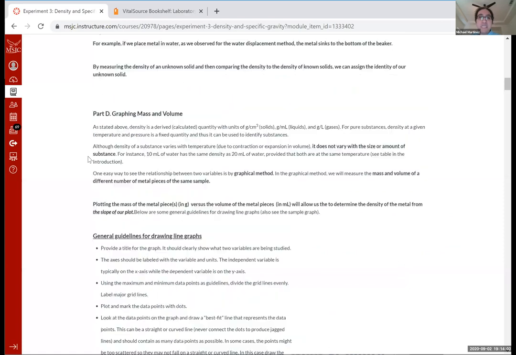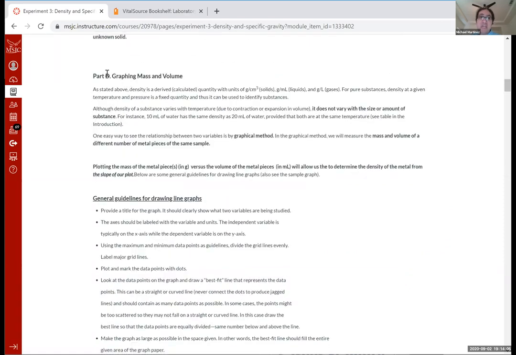So in part D, what you're going to do is you're going to generate a graph of mass as a function of volume. Because density is independent of the size or amount of a substance, what we're going to do is we're going to measure the density of a metal by looking at the mass and volume of a different number of metal pieces.